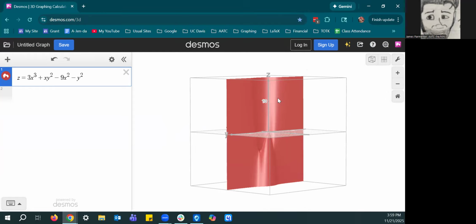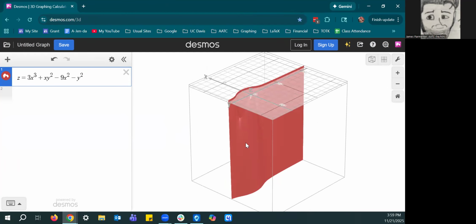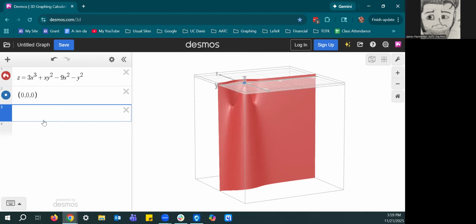If we zoom in, you can kind of see right there's a saddle point, and right there's a saddle point, and right there's a relative maximum. It's kind of hard to see though. I'm not gonna lie, I'm having a hard time seeing it myself. But if you plug in the point 0 comma 0 comma 0, oh yeah, there's a maximum right there.